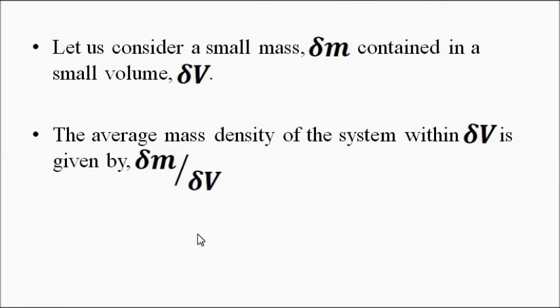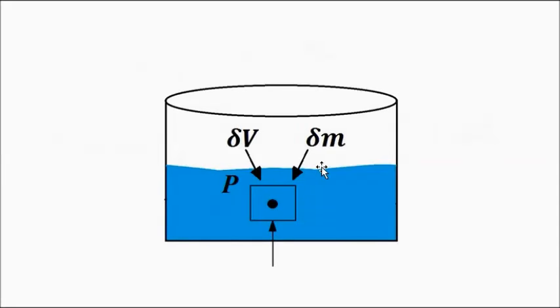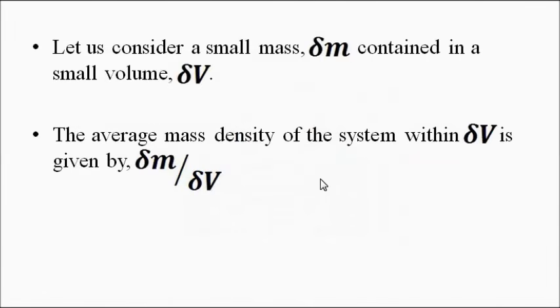Let us consider a small mass, delta m, and a small volume, delta v. We consider a system consisting of a substance, and a very small amount of mass delta m, enclosed within a very small amount of volume or space delta v. If we try to calculate the average mass density of this system in the small volume, it is delta m by delta v.